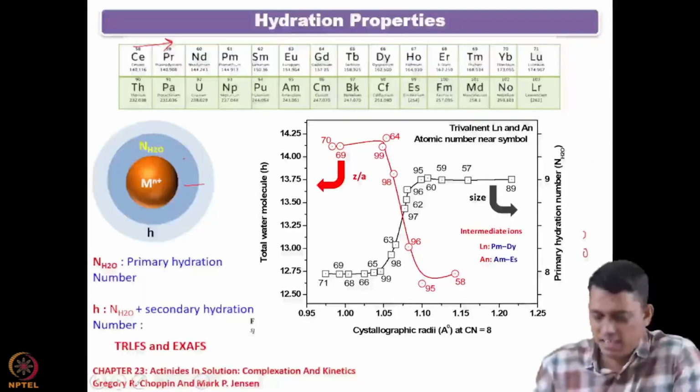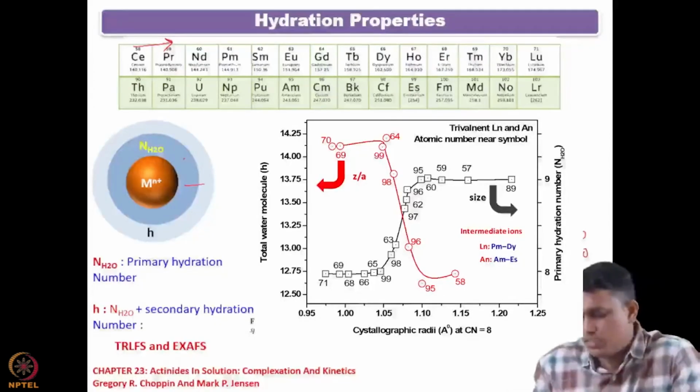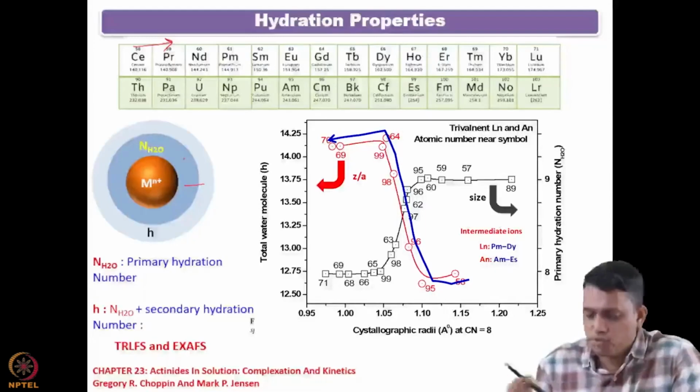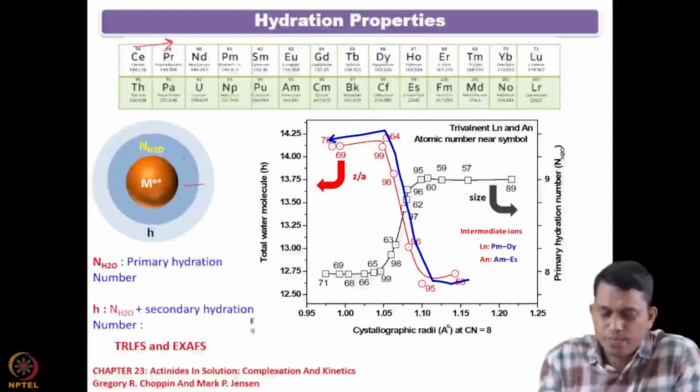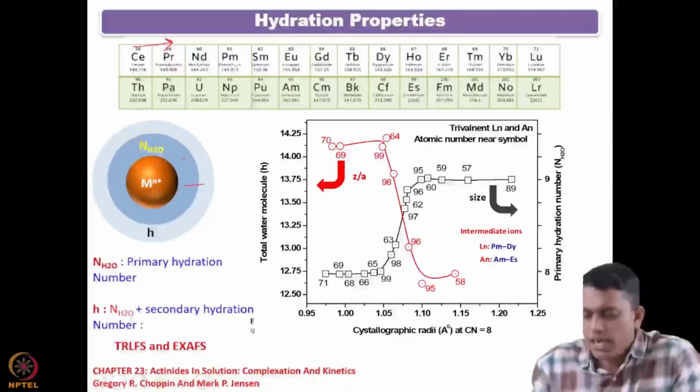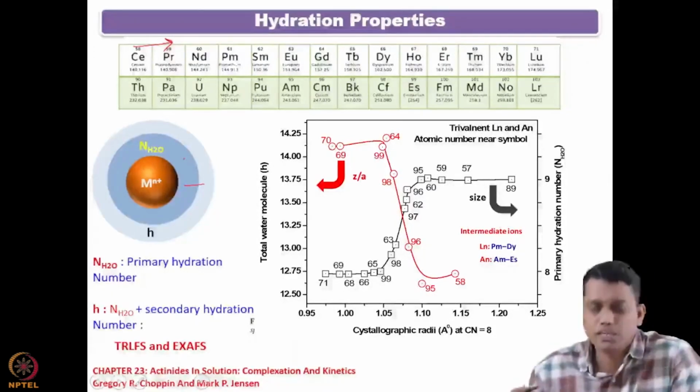What about the secondary hydration? If you see the secondary hydration, this is just reverse. Although the primary is decreasing from 9 to 8, the secondary, when you are going from cerium to terbium, keeps on increasing. Why so? Because as we are reducing the size, but we are not reducing the charge, everyone is trivalent. So the Z by R ratio, or you can say the ionic potential, keeps on increasing.